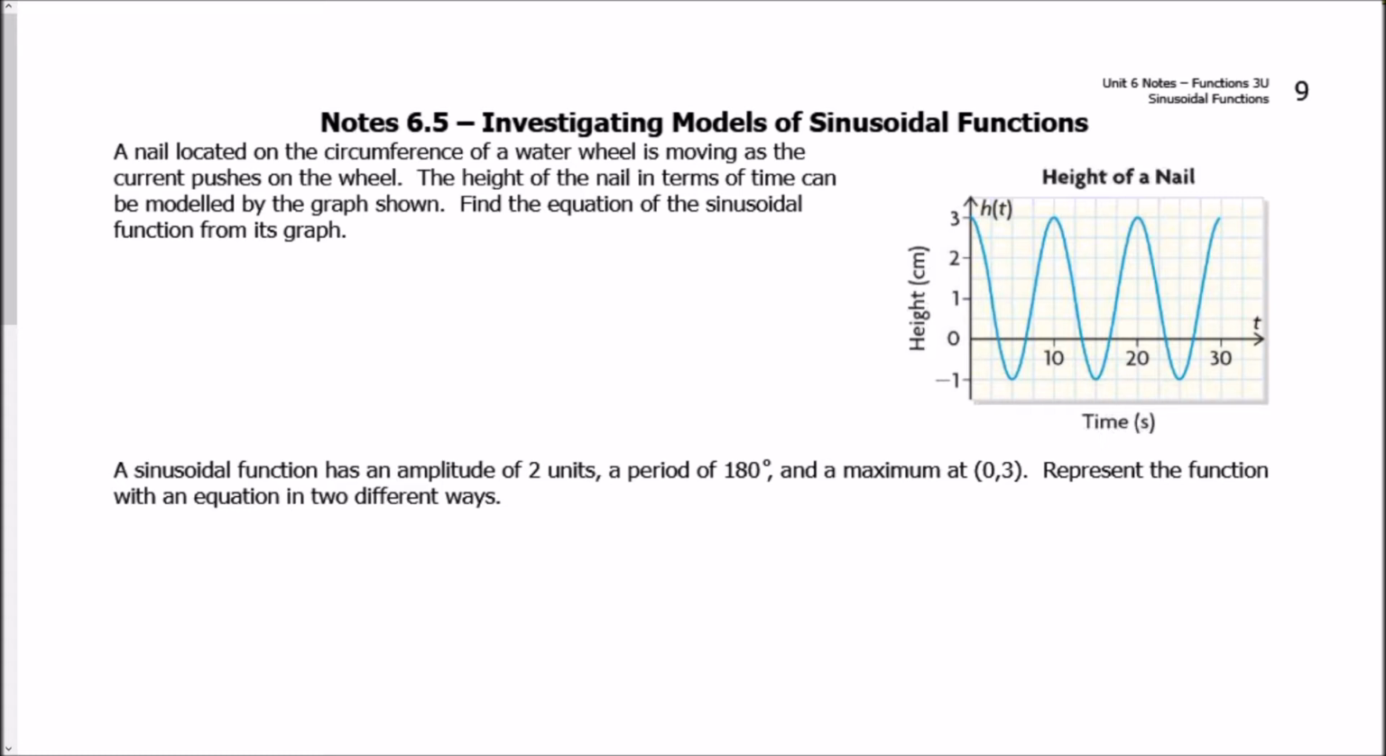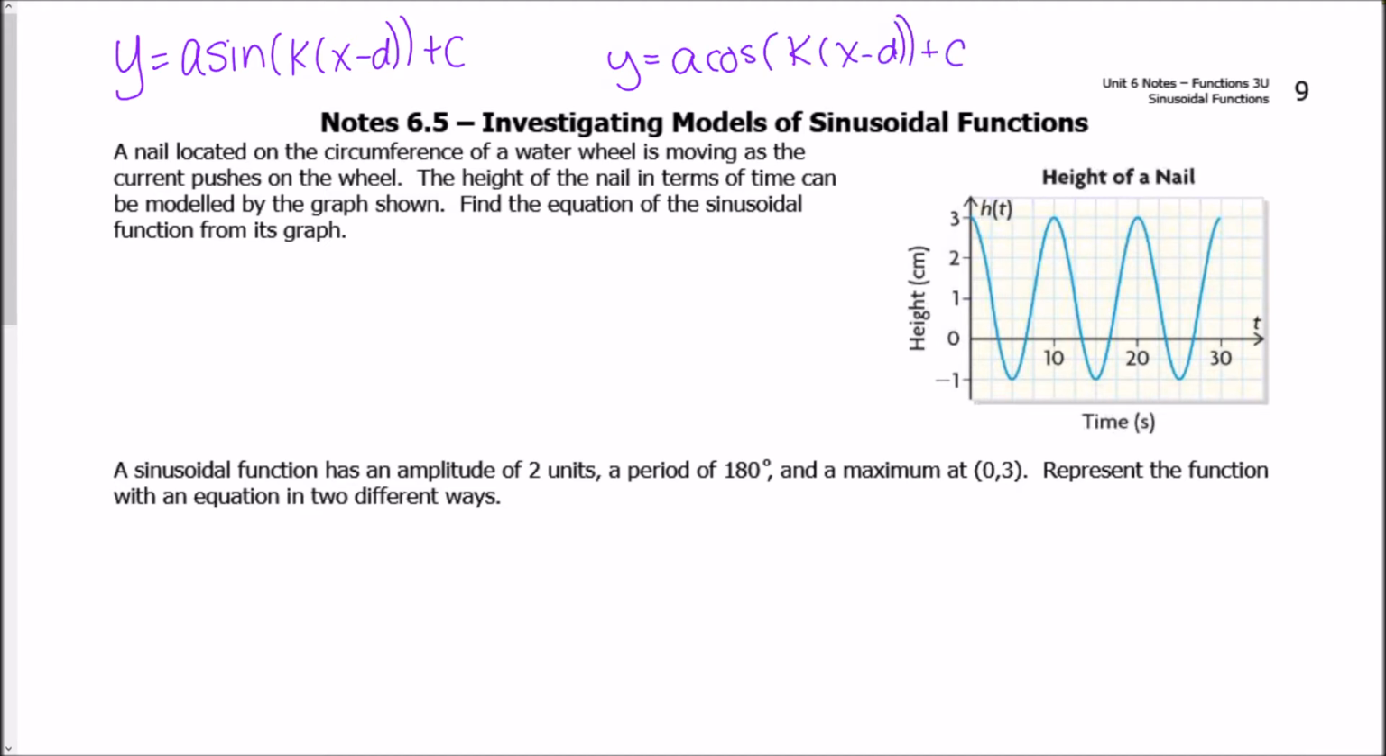So don't forget, you guys, that for a sinusoidal function, the equation after we do all of our transformations is going to be y equals a times sine of k times (x minus d) plus c, or y equals a times the cosine of k times (x minus d) plus c. Either equation is perfectly acceptable because they're pretty much the same thing, except they have a phase shift between sine and cosine.